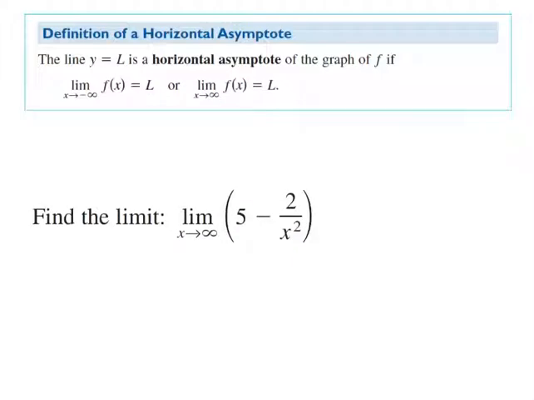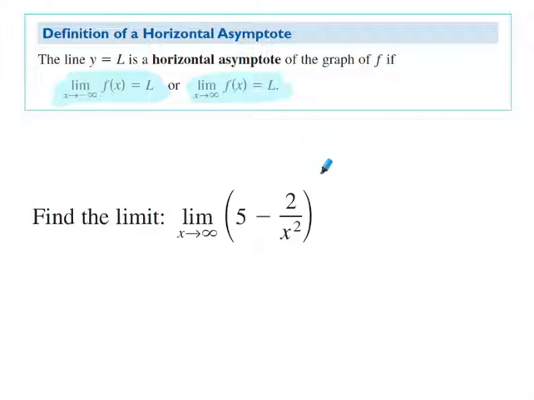So first of all, the definition of a horizontal asymptote, you already have this on your sheet. The line y equals L is a horizontal asymptote of the graph of f if the limit as x approaches negative infinity of the function equals L, or if the limit as x approaches positive infinity of the function equals L. So on the previous slide, since the limits were 3, you know you have a horizontal asymptote at 3.